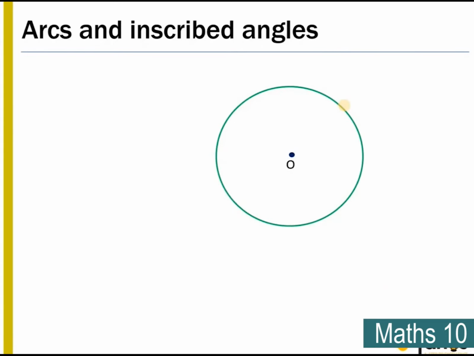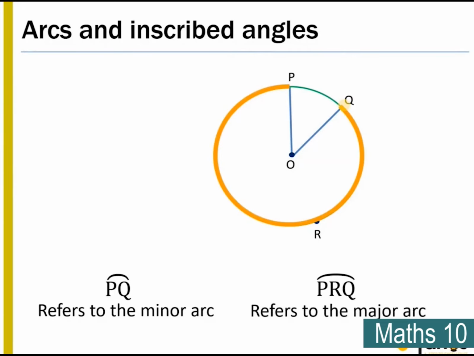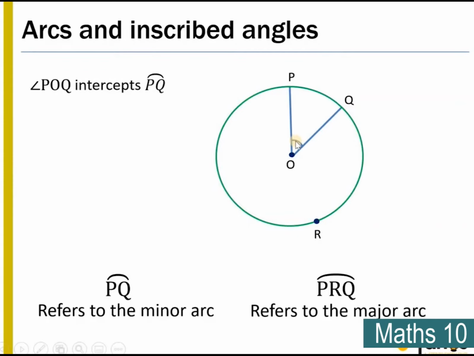Arcs and inscribed angles. PQ refers to the minor arc. PRQ refers to the major arc, going all the way around the edge through the point R. The angle POQ, this angle here, intercepts the arc PQ. The arc PQ subtends the angle POQ.